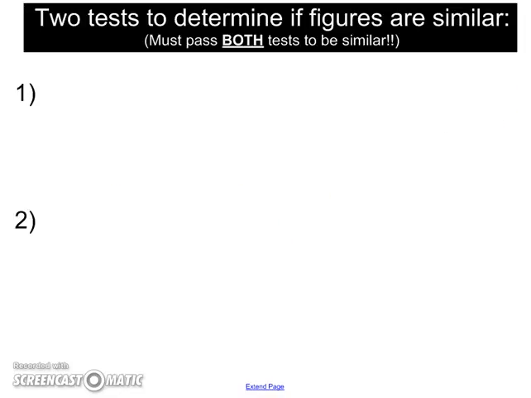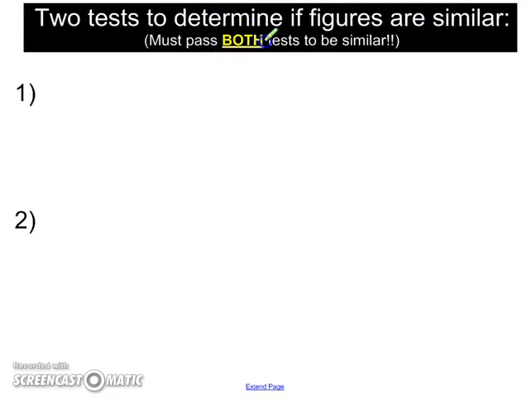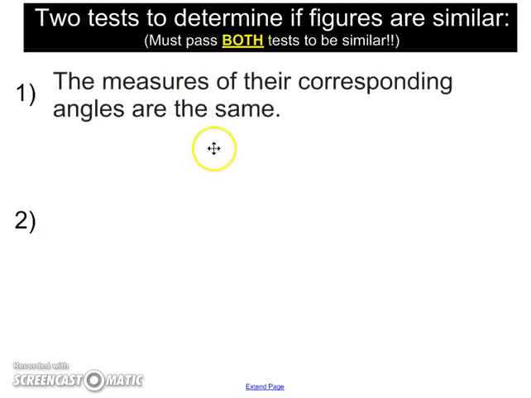Okay, so when we have similar, same shape, not same size. All right, so we're going to go through and determine whether shapes are similar or not. And there's two tests that you have to check. And in order for shapes to be similar, they must pass both tests. Okay, that is important. Must pass both tests. Now, test number one, and this is the one that I would do first, is to check the measures of their corresponding angles to see if they are the same. Okay, so now I'm going to go to the next slide. I'm going to come back to this.